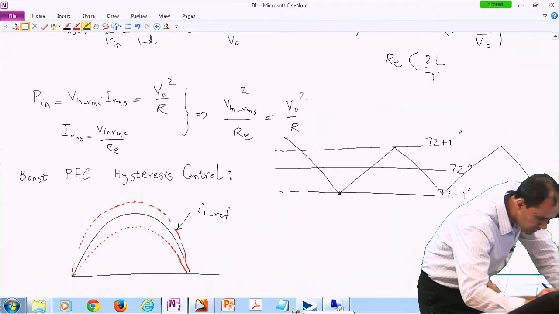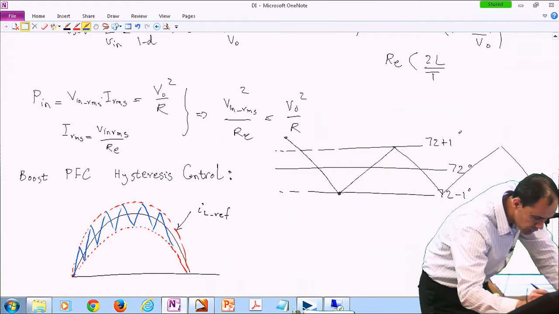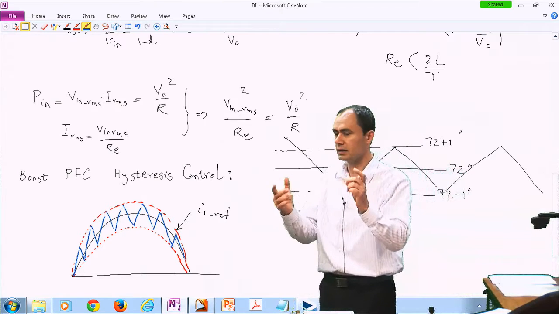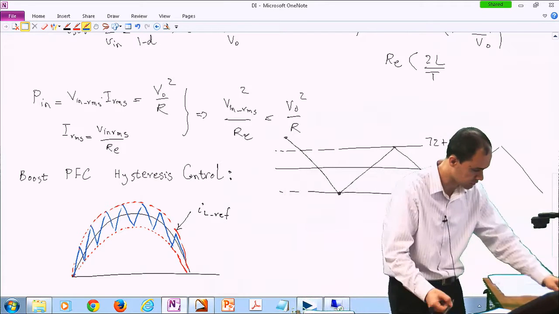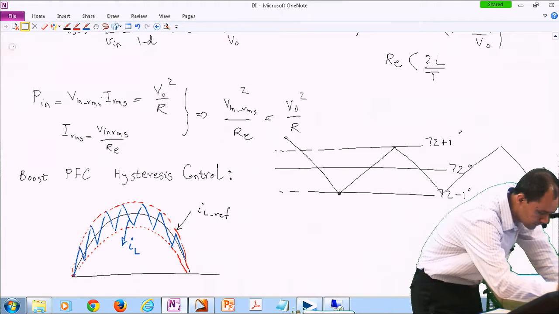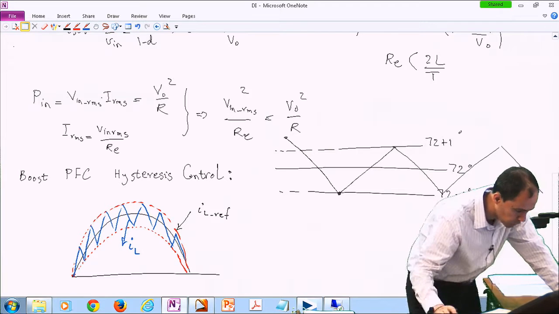And you try to stay within these bands. Well, this is an exaggeration. The switching frequency is usually higher than this, and therefore the band is much narrower than this. This is just an exaggeration to be able to visually see it. Okay?